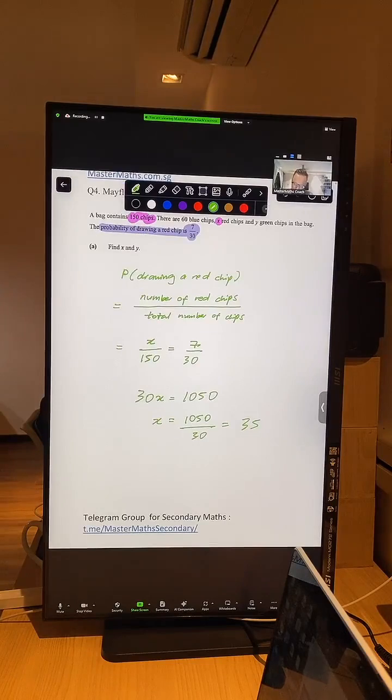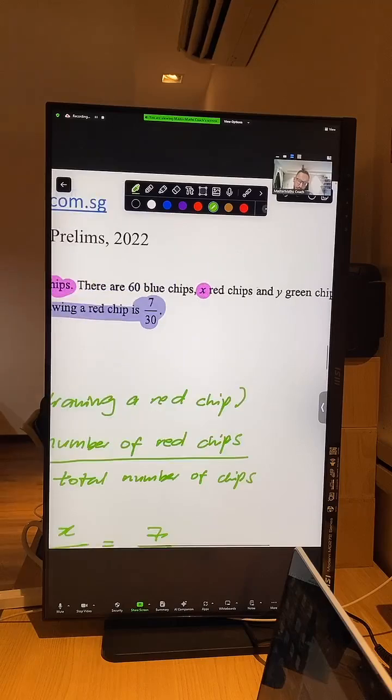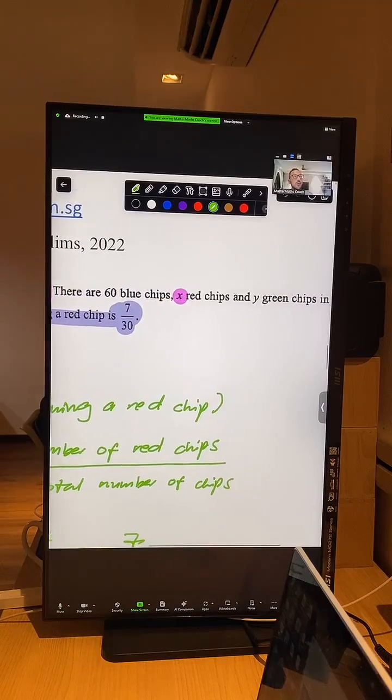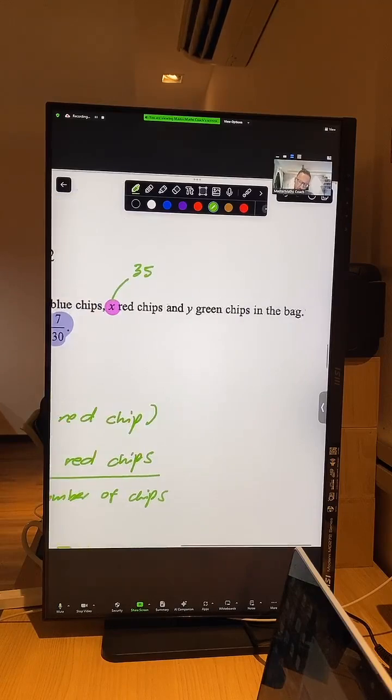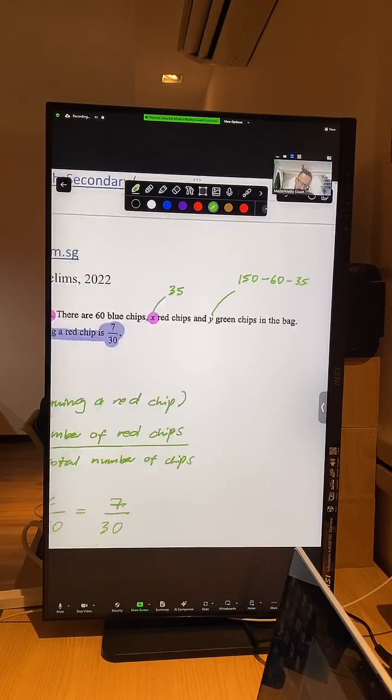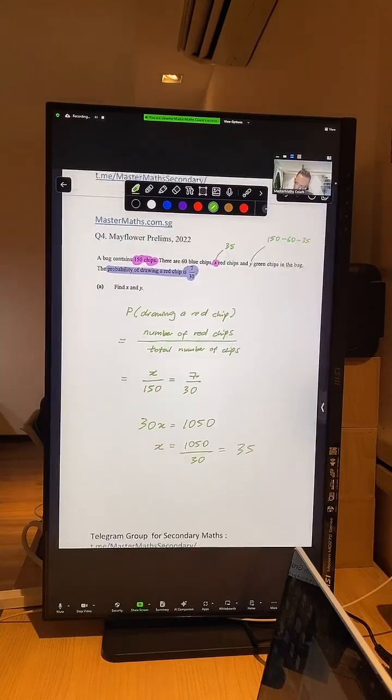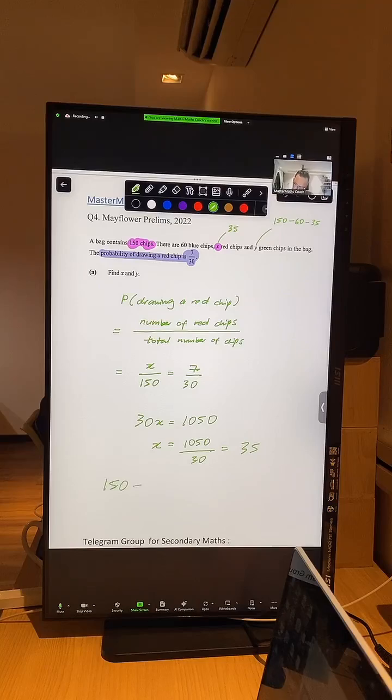Now, if x is equal to 35, then what is y going to be equal to? Well, if you have 60 blue chips, x red chips, and y green chips, and now you found your x to be 35, so what is your y going to be? Obviously, it's going to be 150 minus 60 minus 35, which is 55, isn't it? Yes, it's 55. Okay.